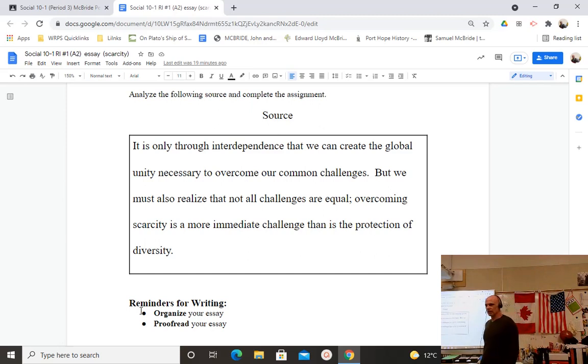So our goal is to find an ideological perspective and attach it to the theme of the course, which is globalization. We looked at the language. We found the solution of interdependence, and in that solution we have the perspective. The perspective is the globalist perspective, because it's saying we must become interdependent in order to address these common issues.